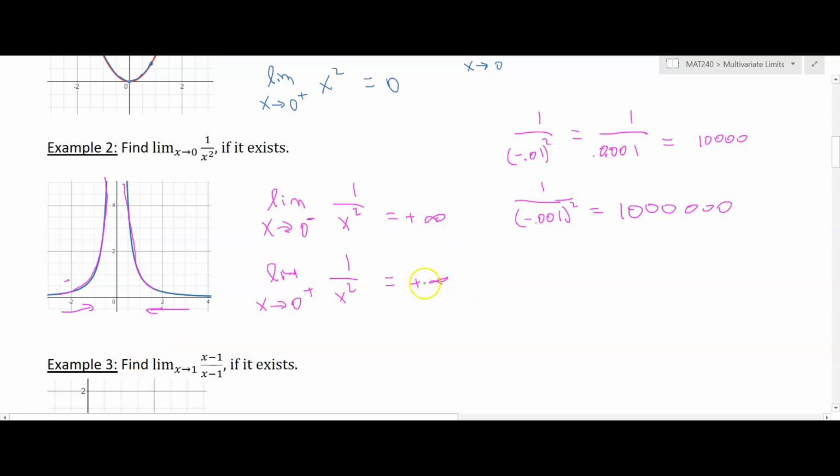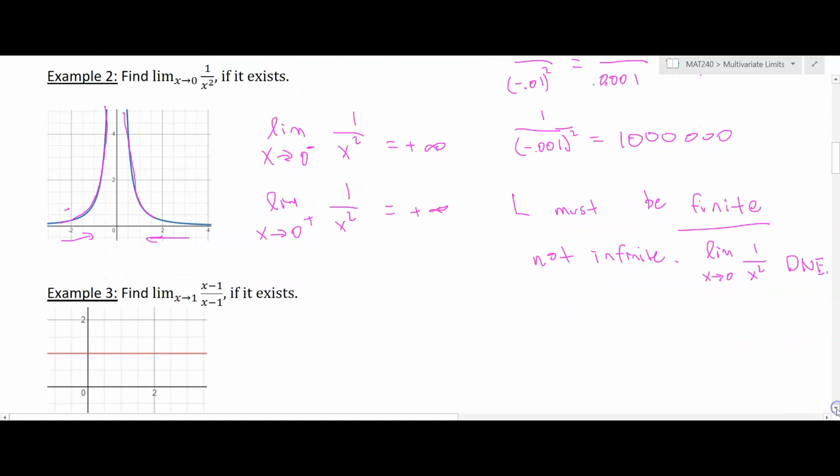Now, you look at these values and think, well, they're the same. But remember, L must be finite. The limit must be finite, not infinite, because, again, infinity is not a limit. So a speed limit of infinity means you can drive as fast as you want. L must be finite, not infinite. So what would we say? We would say that the limit as x approaches 0 of the function 1 over x squared is, a lot of people will just say DNE for does not exist, and that would be absolutely valid, based on the definition of what a limit is.